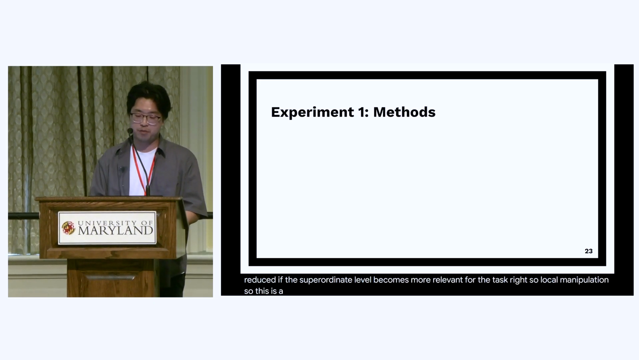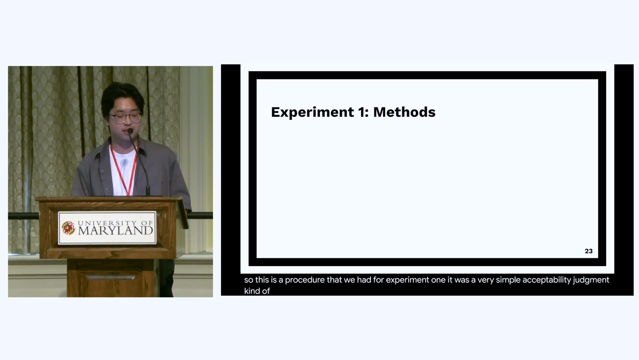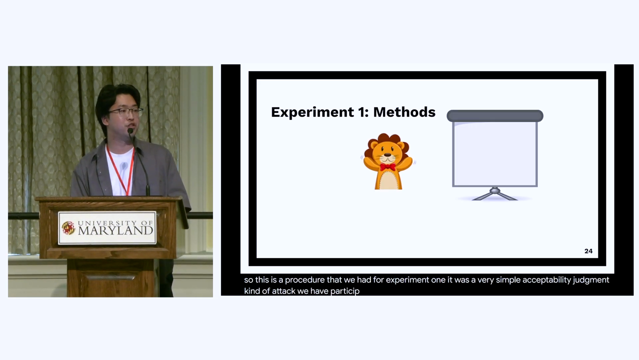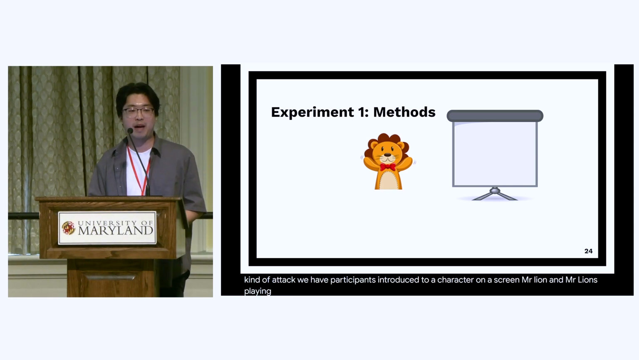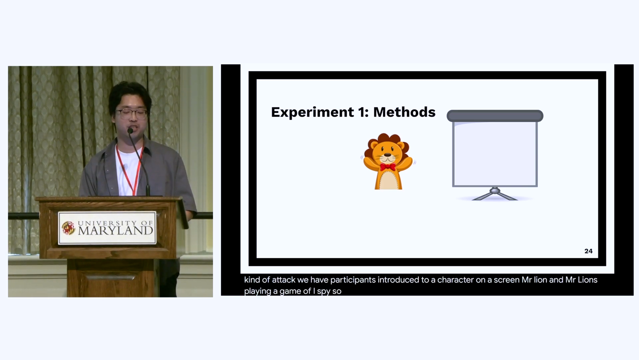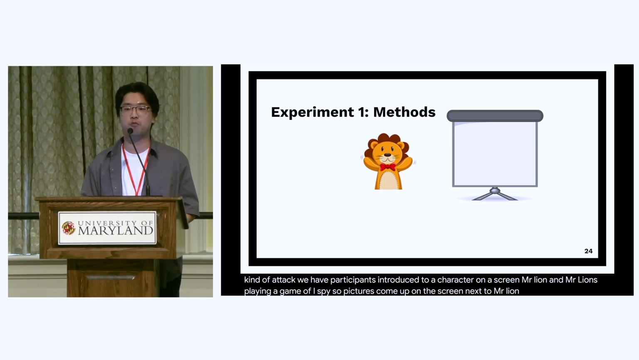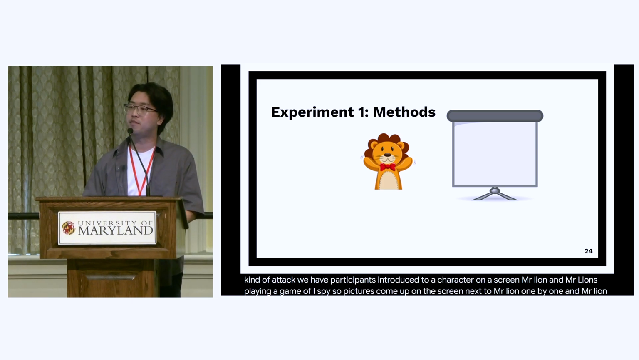So this is the procedure that we had for experiment 1. It was a very simple acceptability judgment kind of task. We had participants introduced to a character on a screen, Mr. Lion, and Mr. Lion's playing a game of I Spy. So pictures come up on the screen next to Mr. Lion one by one, and Mr. Lion names what's in the picture.